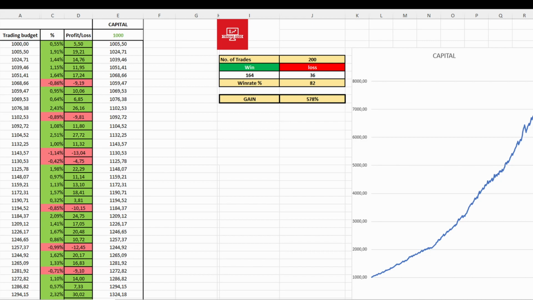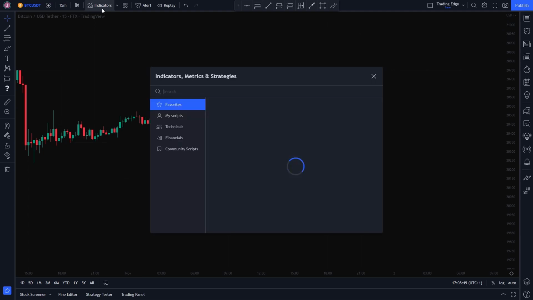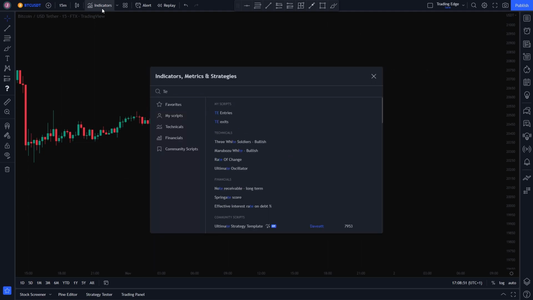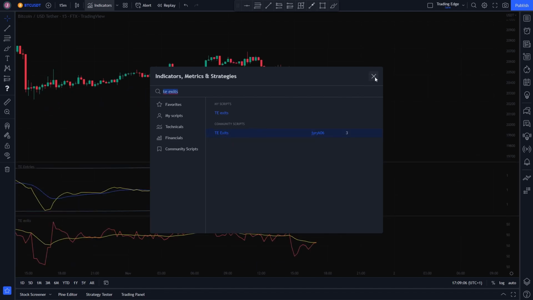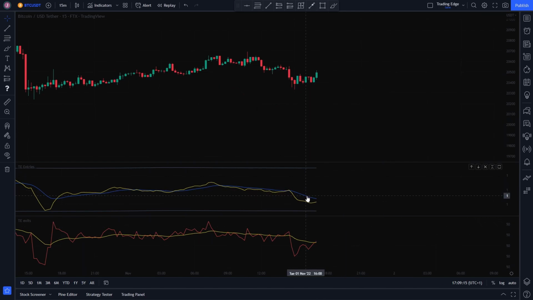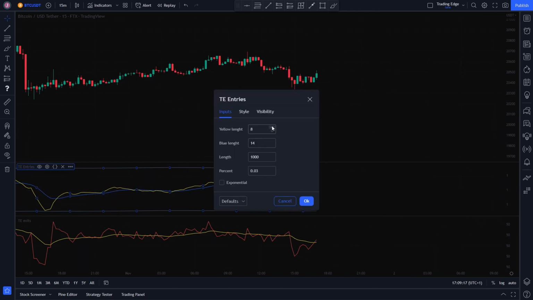Now, if you have stayed this far, let me show you how to get the indicators. You simply need to type TE entries and TE exits into the Indicators tab and you should be able to use them for free. Feel free to play around with them on different timeframes as well as with different settings.